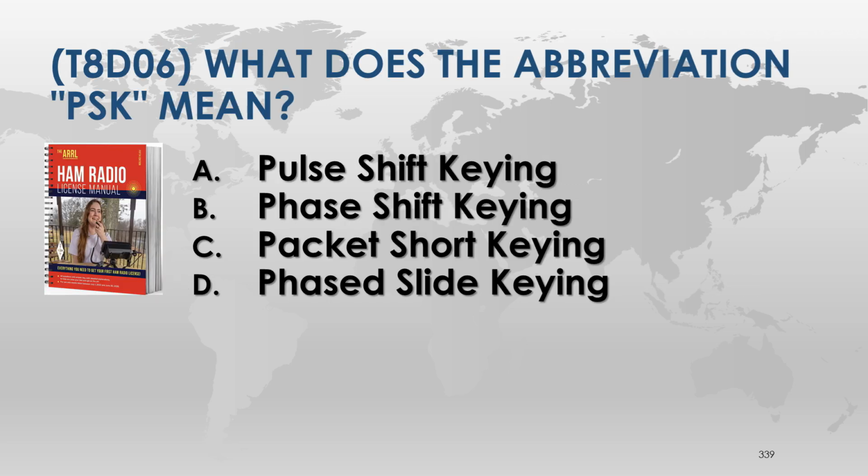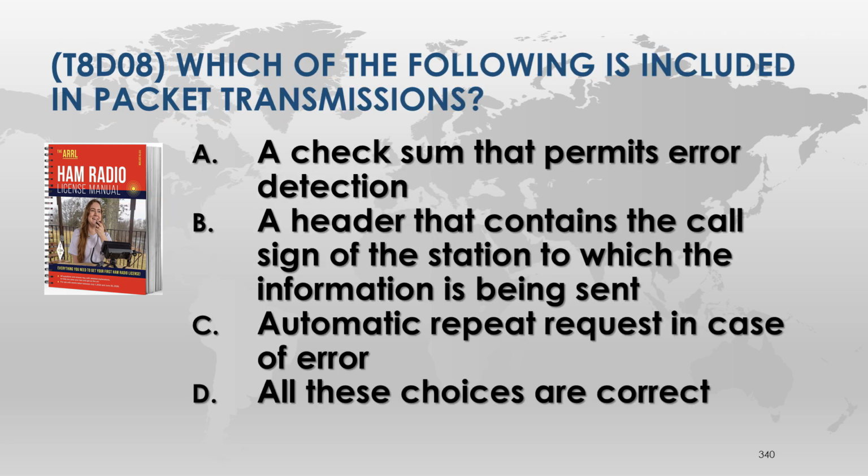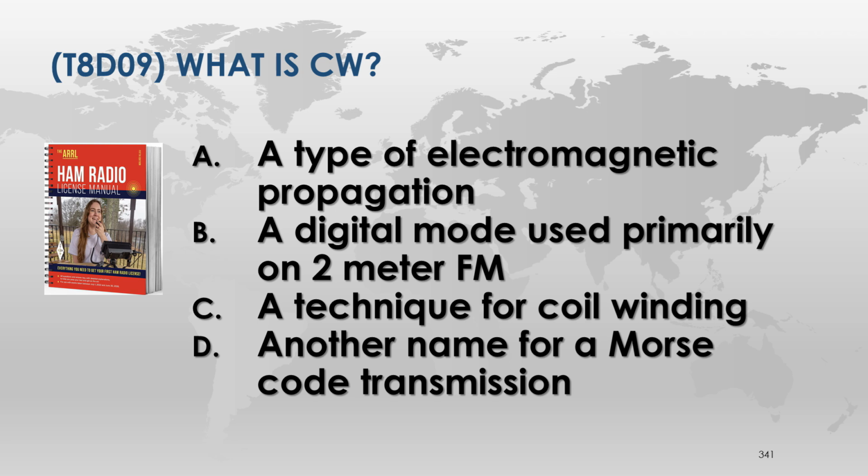What does the abbreviation PSK mean? Yeah, phase shift keying. Okay, Bravo. Which of the following is included in packet transmissions? Delta. Okay. What is CW? Country Western, right? Delta. Another name for Morse code transmission?